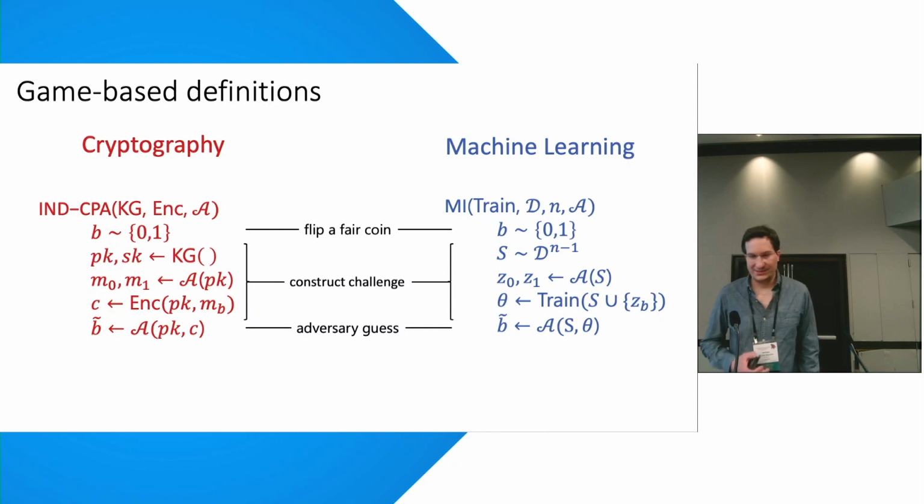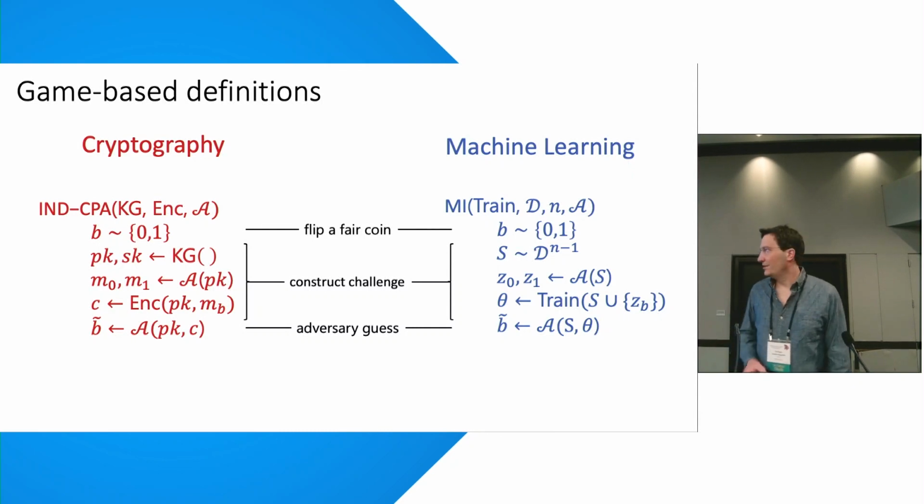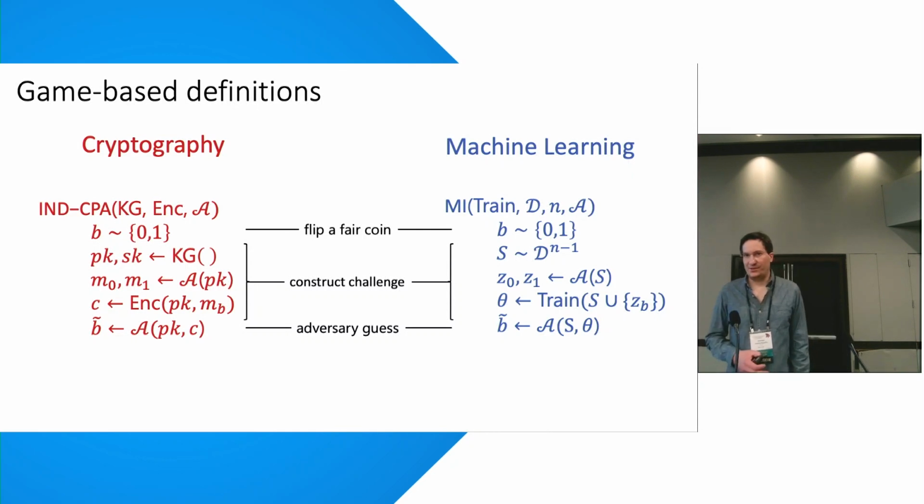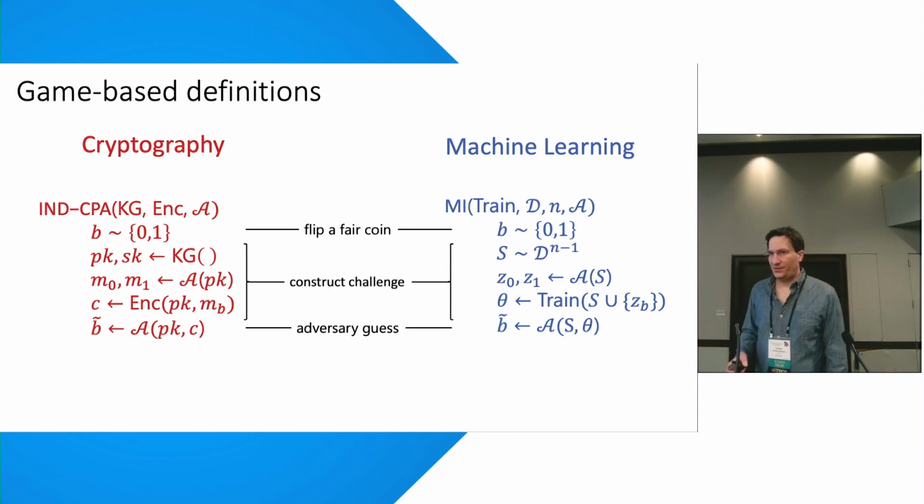So in the past, in the machine learning literature, people have been using a formalism inspired by cryptography. Cryptographers have been using for more than 30 years now this game-based formalism to specify security properties of cryptographic schemes. On the screen, on the left-hand side, you have the red game, which formalizes semantic security for public key encryption, or indistinguishability under chosen plaintext attacks.